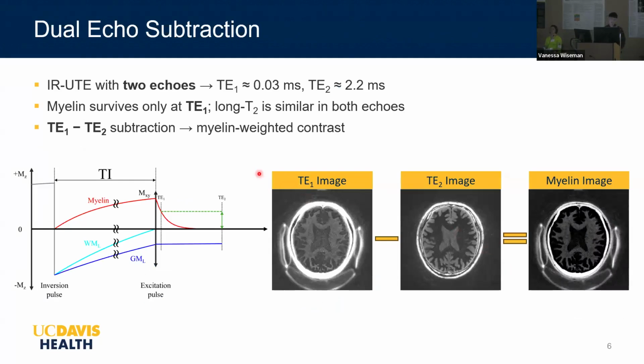And then we acquire a second echo after UTE subtraction to remove the remaining long T2 signal. Myelin signal remains in the first echo, but myelin signal is fully suppressed in the second echo. So subtracting the second echo from UTE gives myelin contrast imaging here.